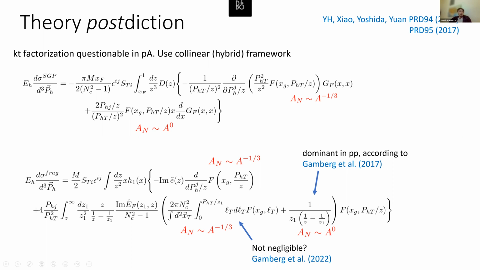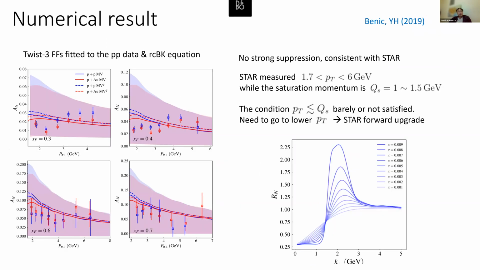More recently, there is work by Gamberg and collaborators, where they also studied the first term on the last line. This term might not be negligible, and it has a different A dependence. So by measuring this A dependence, one can get a handle on which term is more important. We also did a numerical simulation of the effect. You can see the blue and red are pp and pA, and there's not much strong A dependence, at least in this pT region. However, the problem is that the STAR collaboration measured in the largest pT region.